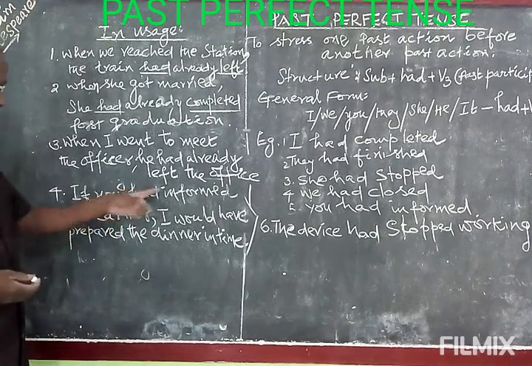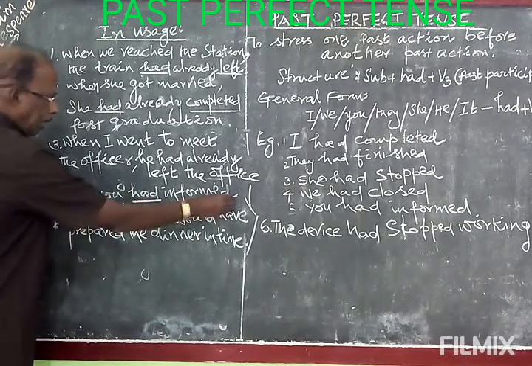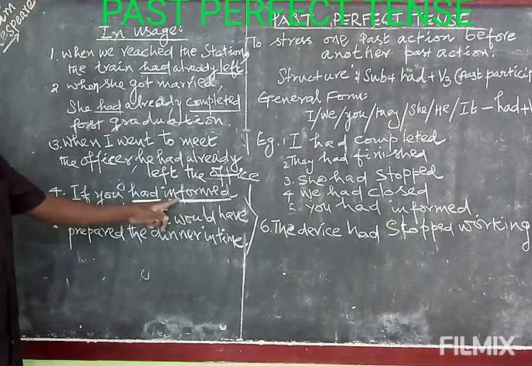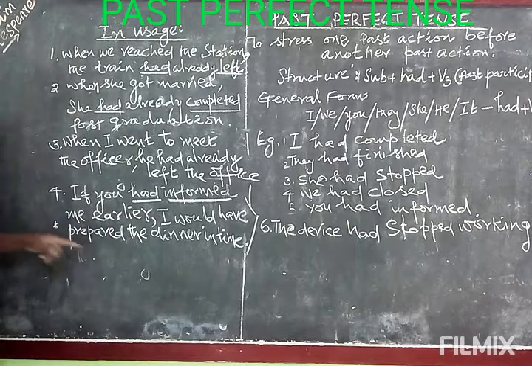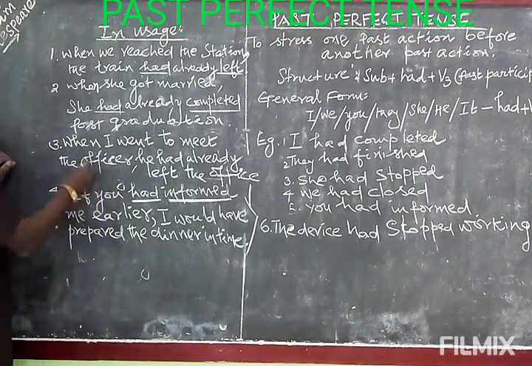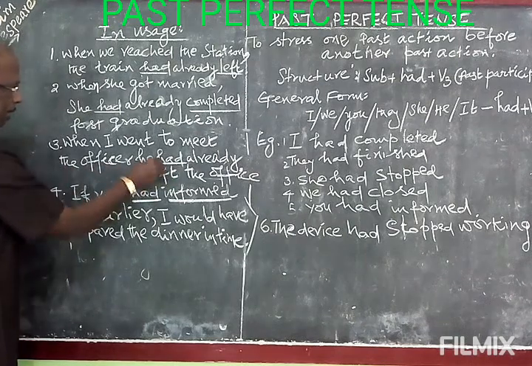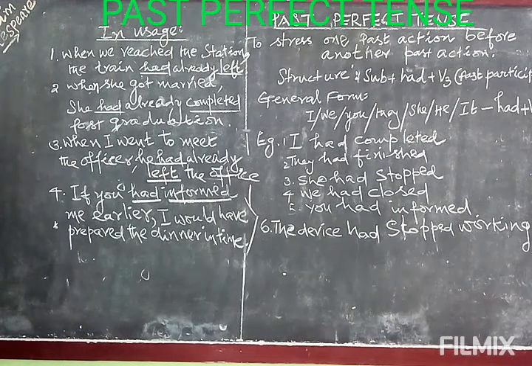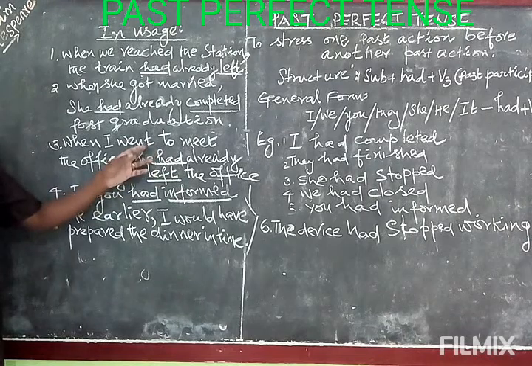If you had informed me, this is the past perfect form: if plus subject plus had plus past participle. If you had informed me, I would have prepared the dinner in time. Here also, when I went to meet the officer, he had left the office. That officer left the office, that happened first. I went to the office after that.